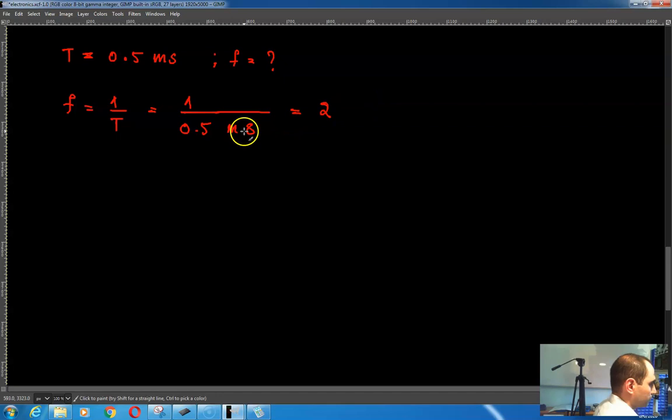and this is 10 raised to the power. You can write this essentially as 1 over 1/2, which is the same thing as 2, and then you can write this as 1 over 1/2 times 10 raised to the power negative 3 seconds.